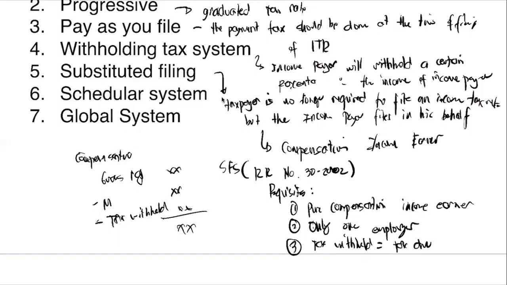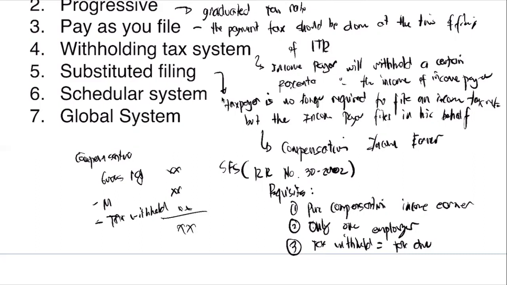Although, guys, the amount withheld here is only a creditable withholding tax. Pero dahil kasi doon sa tax table na gagamitin, mapapansin niyo soon na magiging equal yung amount na na-withheld doon sa total income niya. Okay, so the amount of tax withheld is equal to tax due. Okay, so again, substituted filing.